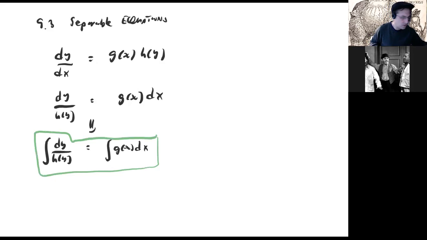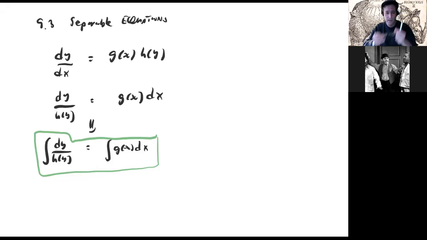Okay, so I thought I'd look at an example of the logistic equation, the logistic population growth equation.